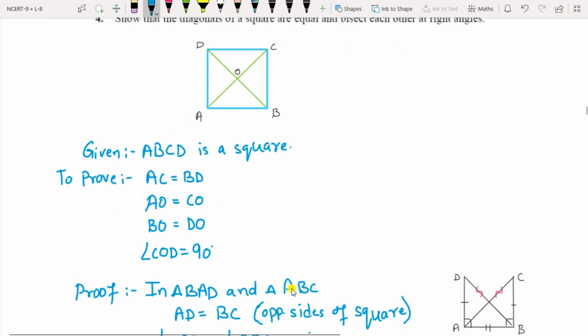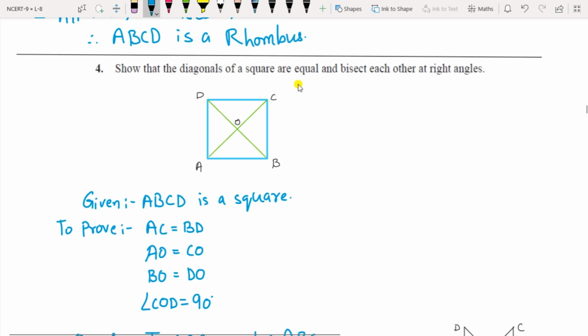Question 4 is, show that the diagonals of a square are equal and bisect each other at right angles. So this is a square given. Now you know in a square all the sides are equal. The diagonals are perpendicular bisectors. So this angle COD will be equal to 90 degrees here. Okay. And these are the bisectors.